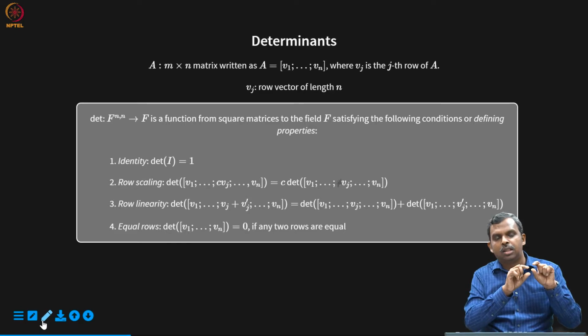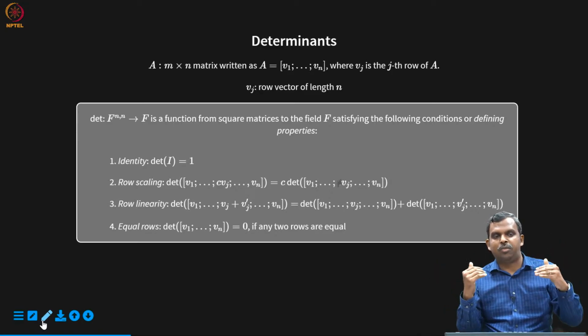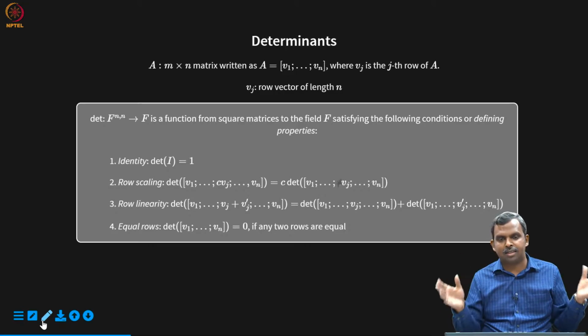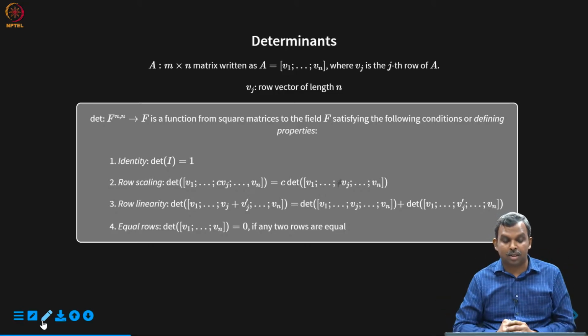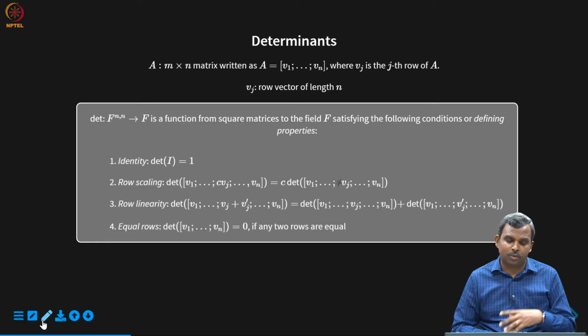Only in the jth row, I have Vj plus Vj prime in the original determinant that I want. I can equate it to the determinant with just the Vj, plus the determinant with only the Vj prime without the Vj. So that's the formula, that's the requirement of row linearity. There are other terms that people use for these things; some people call it multilinearity. And then the last one is equal rows: if two rows are equal, then the determinant should go to 0.